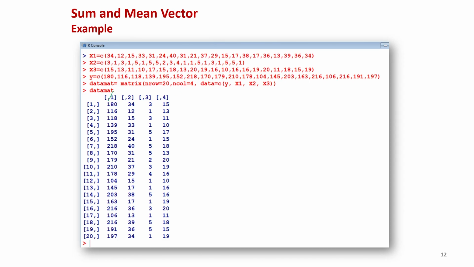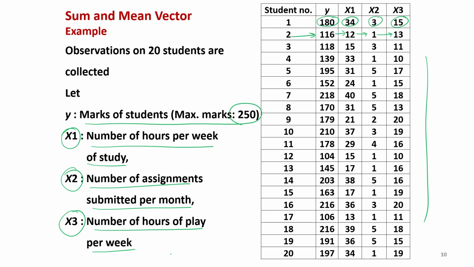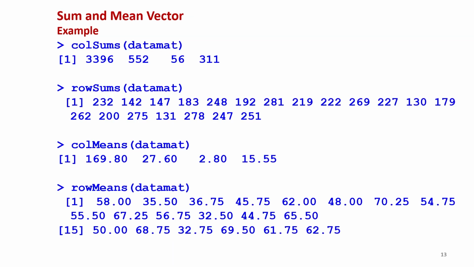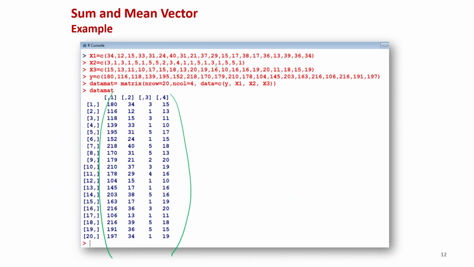If you try to see, this is the same type of matrix which is given here. If you write all the data in the form of a matrix, it will look like this. This is not difficult at all. Now in this case, if you try to see the col sums, there are 4 values: 3396, 552, 56, 311. So what are these values here?